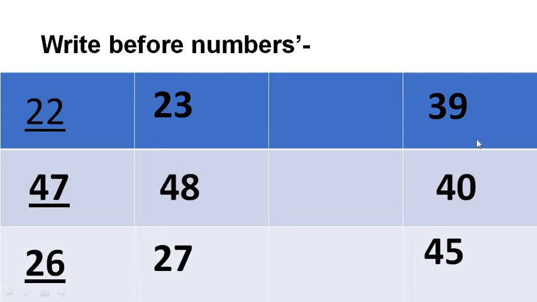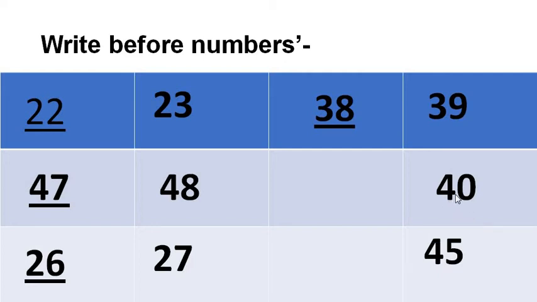Now this is 39. Which number will come just before 39? As this is the number 39, we have to start counting the line of 3, starting from 31: 31, 32, 33, 34, 35, 36, 37, 38, 39. We have to stop at 39. So which number just comes before 39? Look, it is number 38.